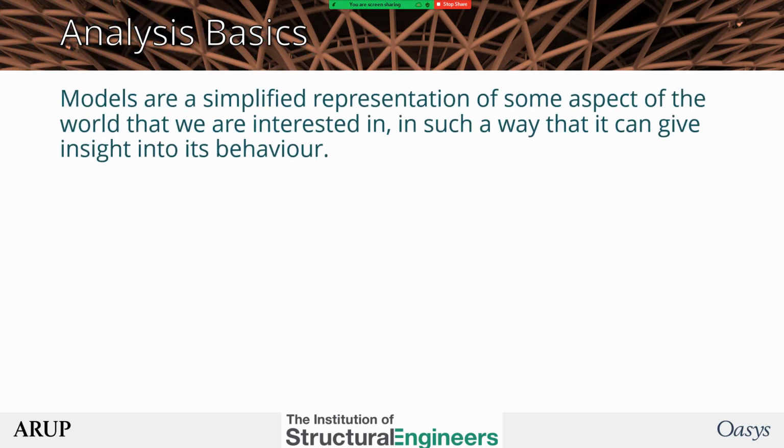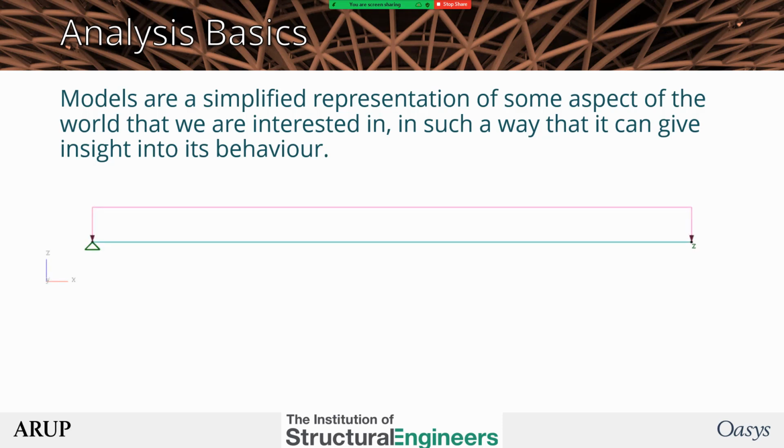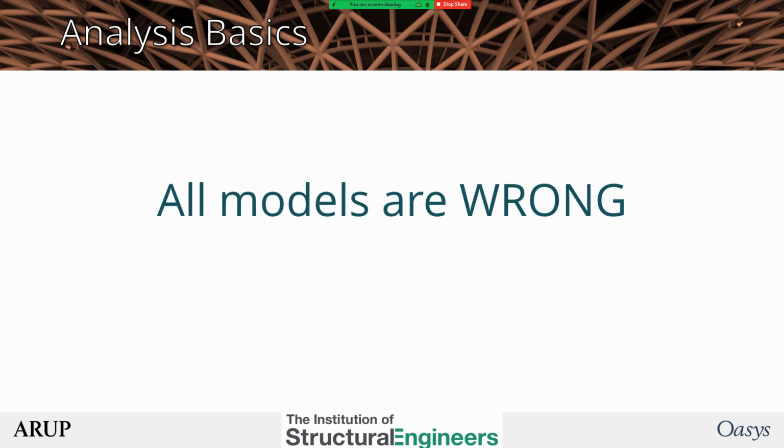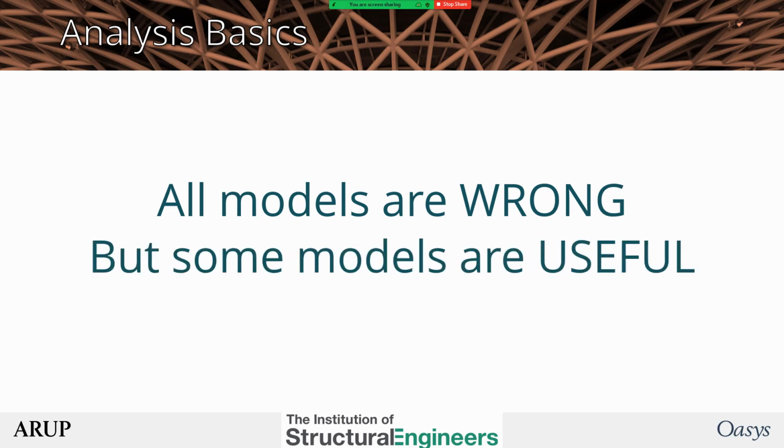So, what is a model? Models are not reality. So this is not a real beam. These are not real connections. They are a simplified representation of reality. So the model doesn't represent everything about the real connection, the real beam, but they are close enough for engineering. So the model is a simplification of reality, it's not reality, and therefore it's important to remember that all models are wrong, but some models are useful.